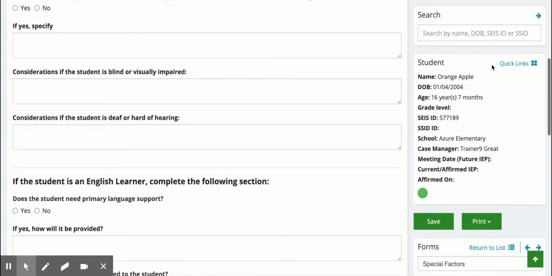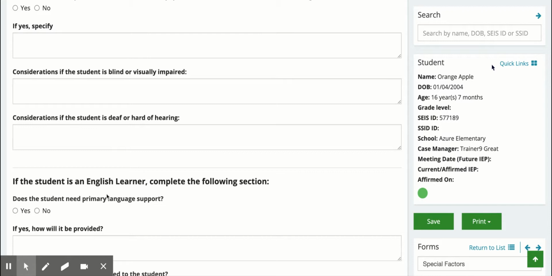If we continue to scroll up, we can see consideration if the student is blind or visually impaired. Some things to consider here would be enlarged print books or special screens to help the student see better. Considerations if the student is deaf or hard of hearing. Same as the visually impaired case, you would put anything that the student could use here if the student is deaf or hard of hearing, perhaps an FM system.